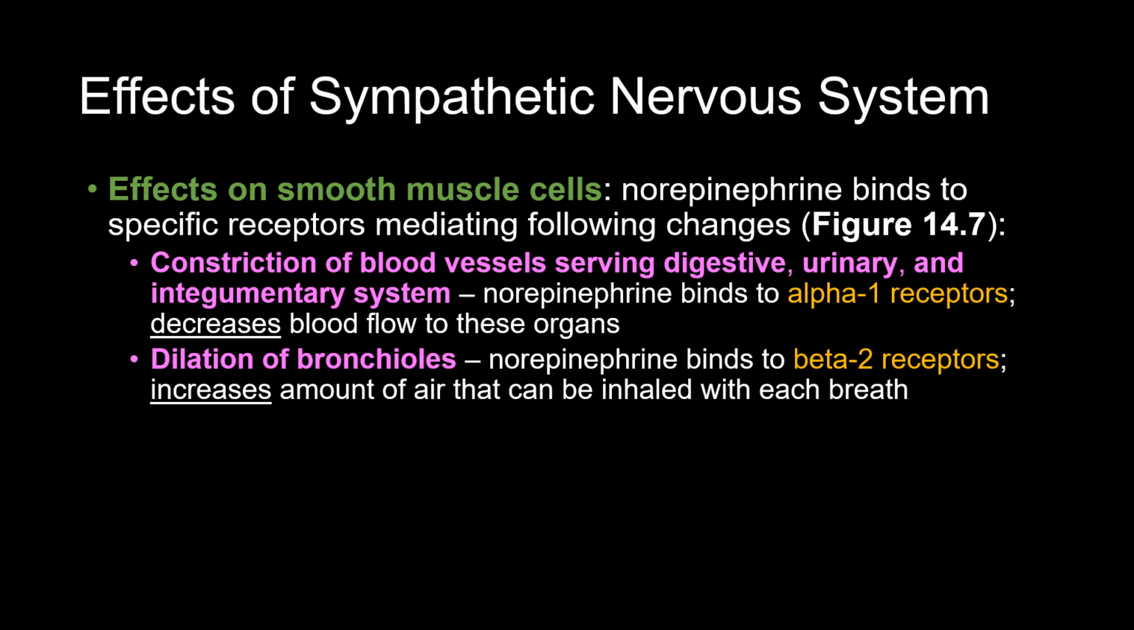There's also the dilation of the bronchioles. So during times of stress, more oxygen needs to be delivered to the body's cells, especially those of the skeletal muscle cells. And so to keep up with that metabolic demand, when norepinephrine binds to the beta-2 receptors on the smooth muscle cells lining these bronchioles, they'll relax. And so this bronchodilation increases the diameter of the bronchioles, and so more oxygen can be inhaled with each breath.